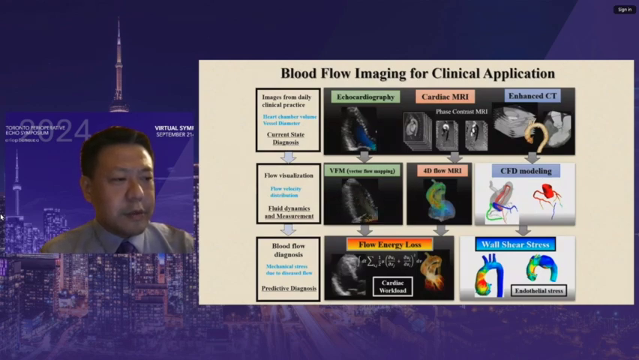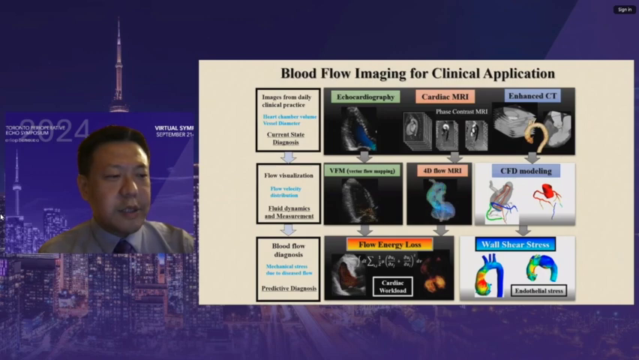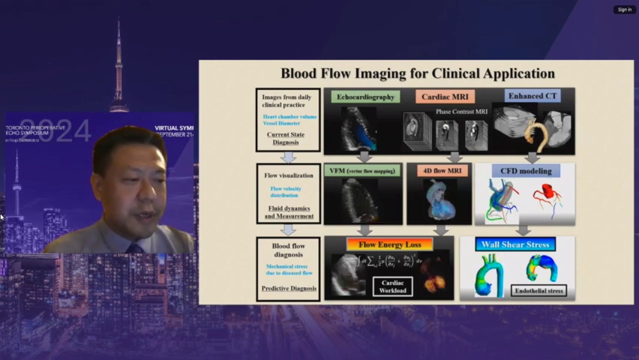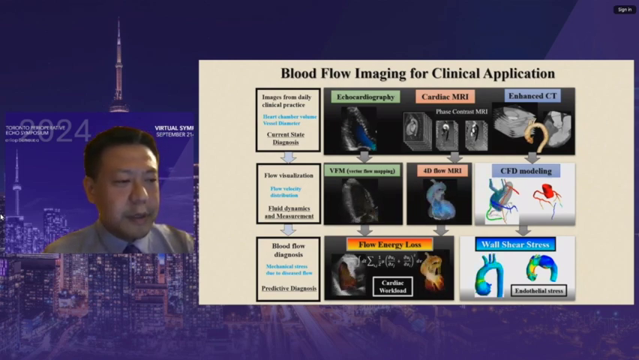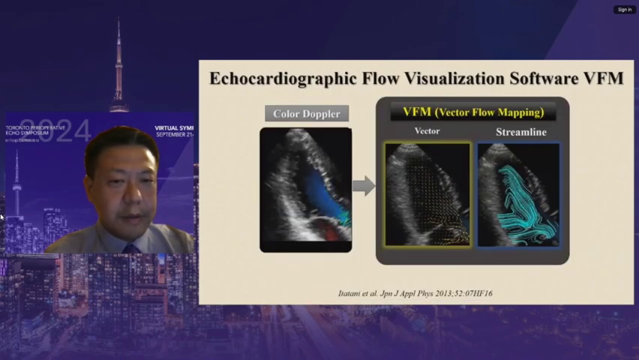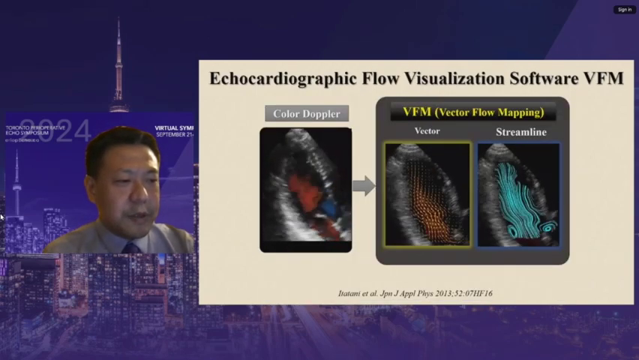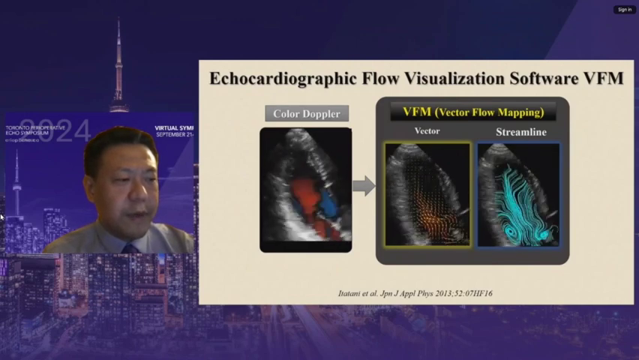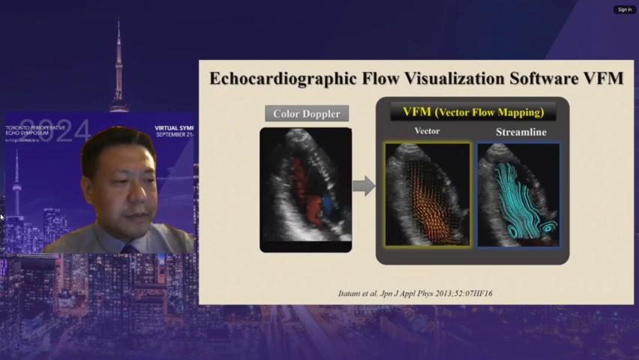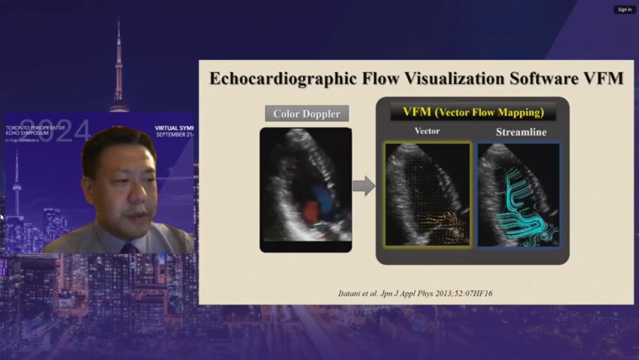So our methods consist of three modalities: echo-based vector flow mapping, MRI-based 4D-flow MRI, and CT-based computational fluid dynamics. These technologies can visualize blood flow and calculate novel parameters such as the energy loss, wall shear stress, and oscillatory shear index. Next slide. Vector flow mapping is a technique for analyzing blood flow from echocardiographic images. Next slide.